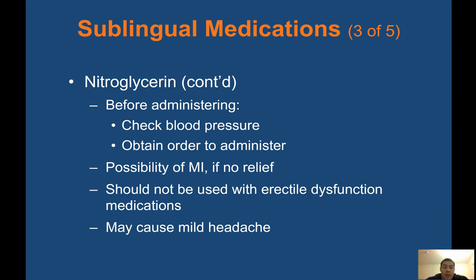I'm not sure what your book says. It might be 100, depending on what county you're in. You've got to make sure you know how much your blood pressure is. So it's used for possibility of MI or myocardial infarction or heart attack. If no relief, should not be used with erectile dysfunction medications. So erectile dysfunction medications, they also cause a drop in blood pressure. So those two combined can cause an unsafe drop in blood pressure. May cause mild headache.